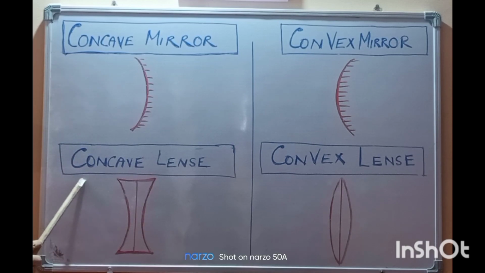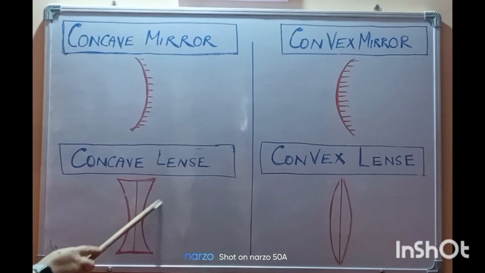And in concave lens, this is the concave lens, it is a transparent object. If a beam of light falls on it, it will pass through it and diverge in the other directions.